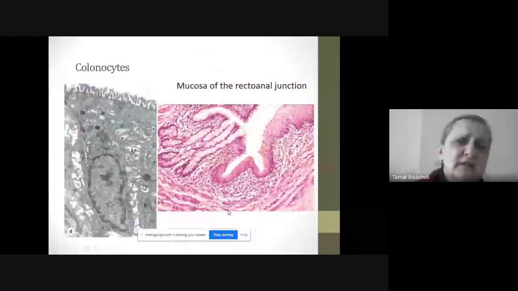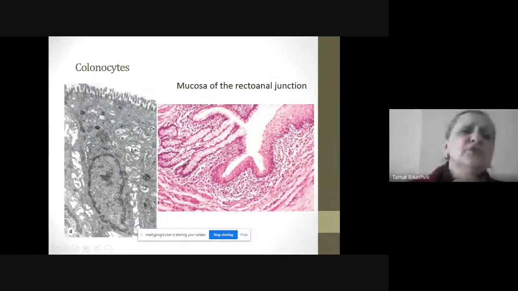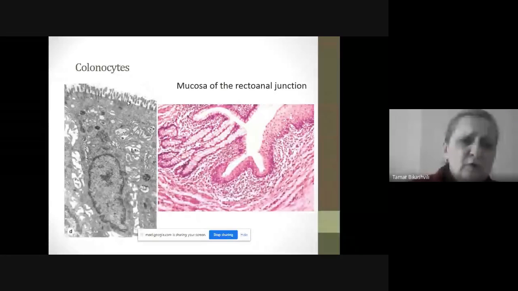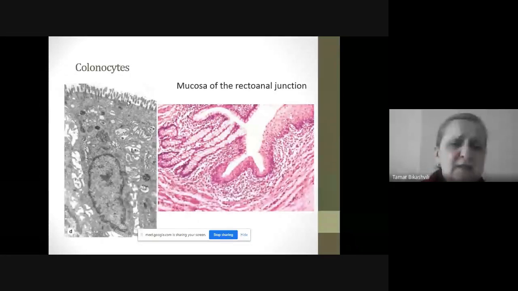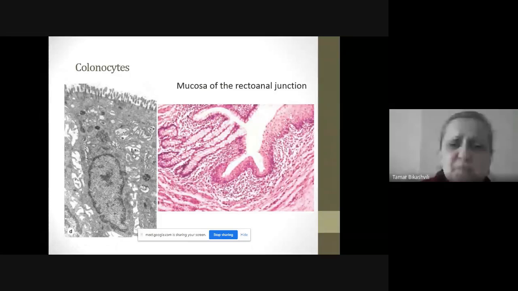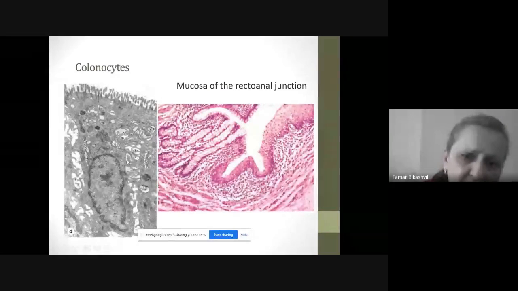Then the colonocytes. The colonocytes are not without a brush border, a few microvilli are also visible. Why? Because these cells are also involved in absorption of water, and these are water absorptive cells, and you can see the spaces here inside the cytoplasm of these cells. So this feature is specific for fluid absorptive cells, as these spaces are visible here.